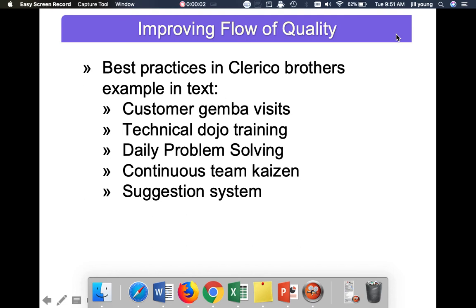So we talked about the Clerical brothers example in the text a little bit, but we're going to get a little bit more involved with that. So customer Jimba visits. We probably haven't talked about Jimba much. You probably read about it already in your text, but it basically means, in Japanese translation, the actual or real place. And all this means is that in practice, the brothers would visit customers and see what was going on from their perspective, and then kind of identify problems there.